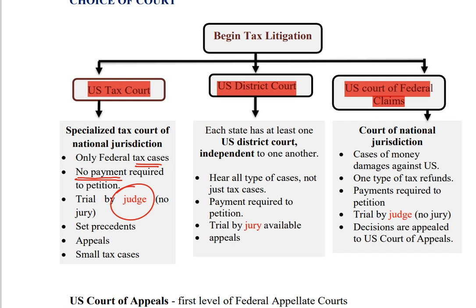But if you're getting into U.S. District Court, you have to pay first. This particular court not only hears tax cases, but every other case. The payment is required, and the trial is with a jury here. Now, you also have an option to go to the Court of Federal Claims. They basically deal with money damages against the U.S. Here also you have to make the payments first, and the trial is by a judge.